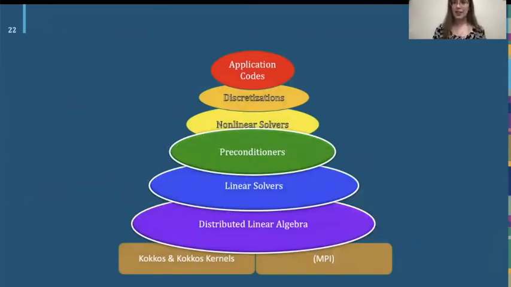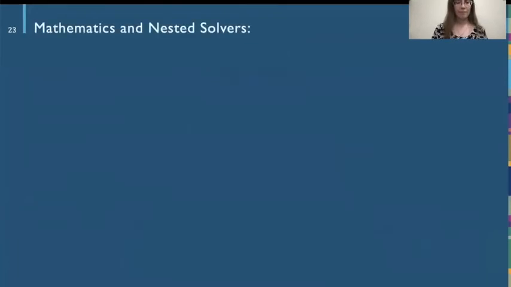Finally, underneath the nonlinear solvers and other top-level algorithms, we have preconditioners and linear solvers, which both sit on top of distributed linear algebra. Now, before I go into explaining these preconditioners and linear solvers, I need to take a step back and explain the mathematics behind all of these nested solvers and how these pieces work together.